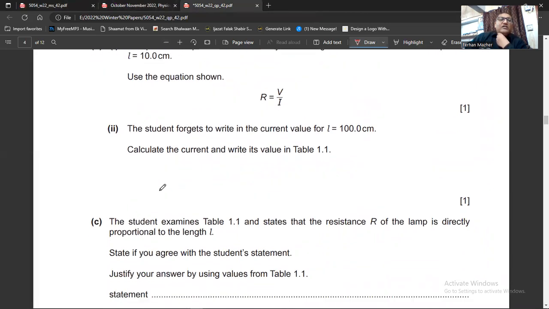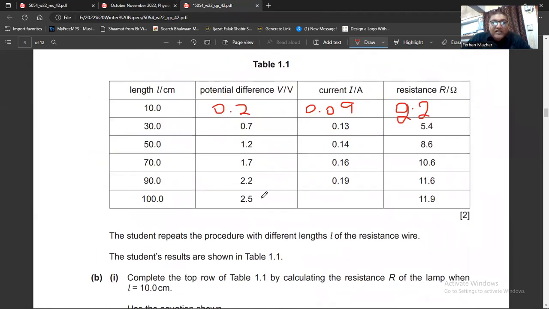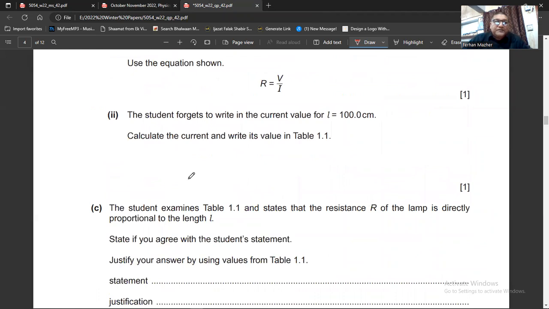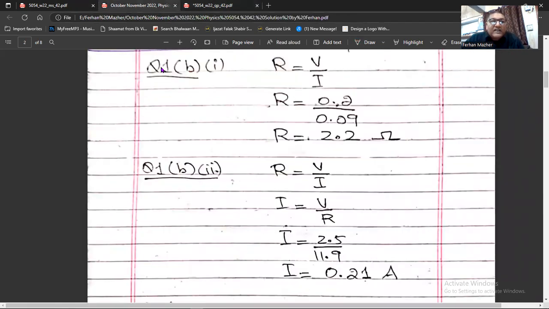Then the question is, the student forgets to write in the current value for L equals 100 centimeter. Calculate the current and write its value in table 1.1. So for 100, I know the voltage, I know the resistance. So I is the question. I will be equal to V divided by R. For 100 centimeter, the voltage drop is 2.5 and the resistance is 11.9. Just put these values here and you will get the answer.